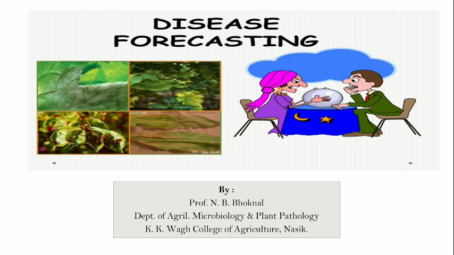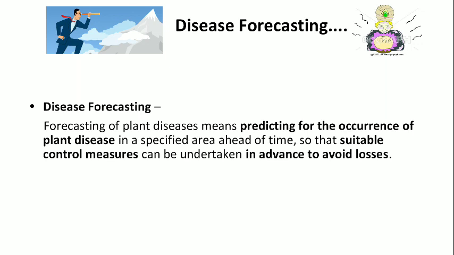Next is disease forecasting. First of all, what is forecasting? It is predicting the future, what will happen in the future. So let's see what disease forecasting is. It is the prediction of plant disease occurrence so that we can take suitable management strategies in order to save the crop from losses.